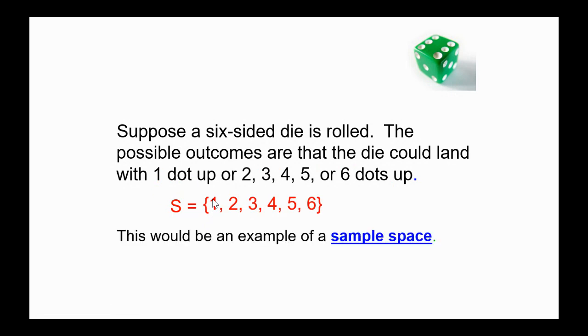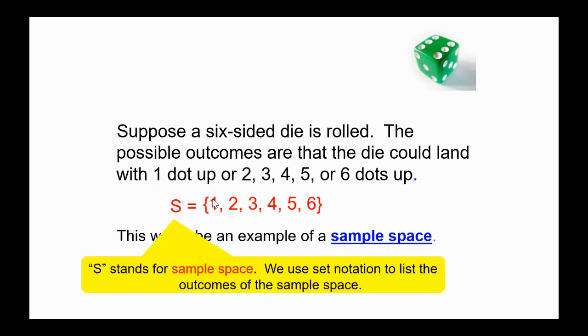The S here stands for sample space. And I mentioned this already, but we have to use set notation to list the outcomes because the sample space is the set of all possible outcomes. That's why we use the brackets. That's called set notation.